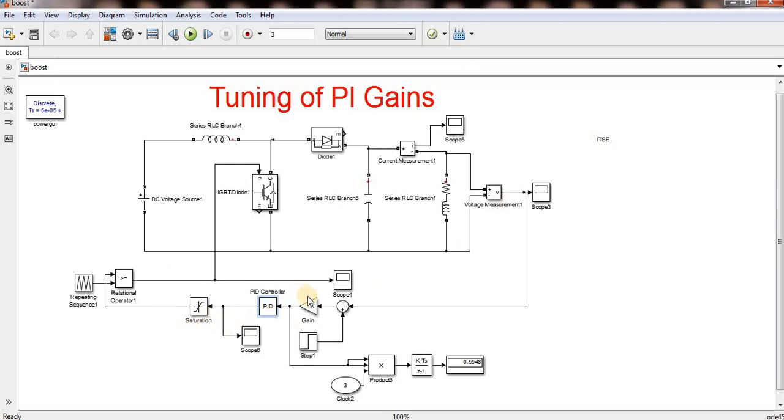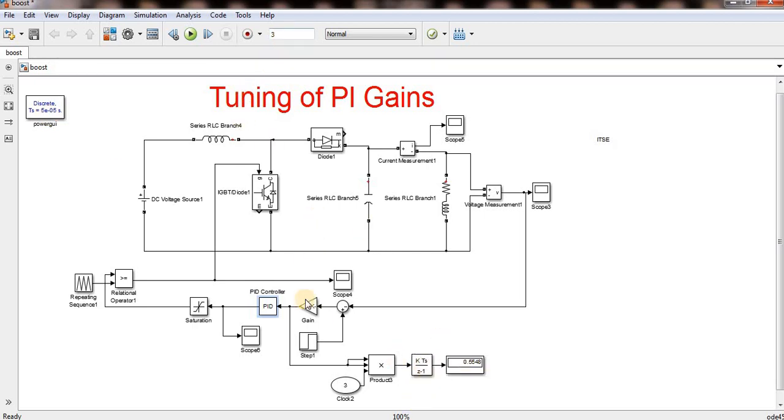That's enough. Sometimes the error is positive, sometimes the error is negative. So I take the error square. This is error into error, so error multiplied by the error. So I can get error square into time. This is the clock time, and this is the discrete integrator, because I am operating this in discrete mode. So discrete integrator, and this is the display.